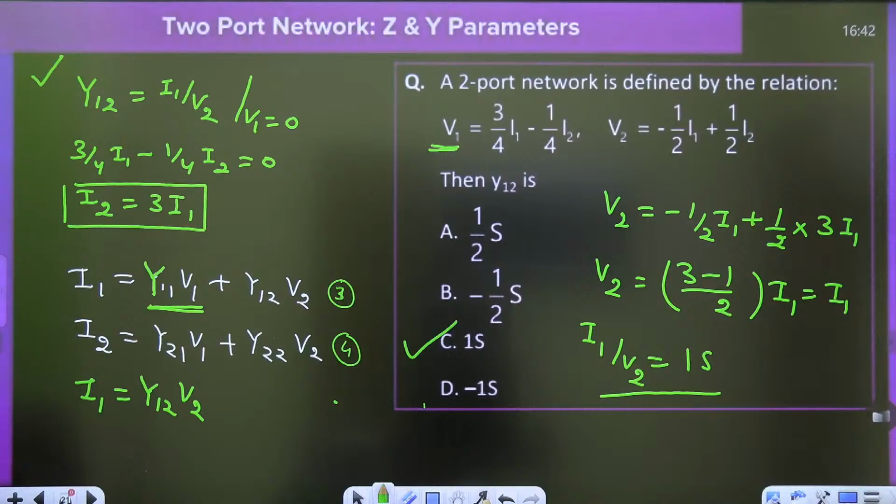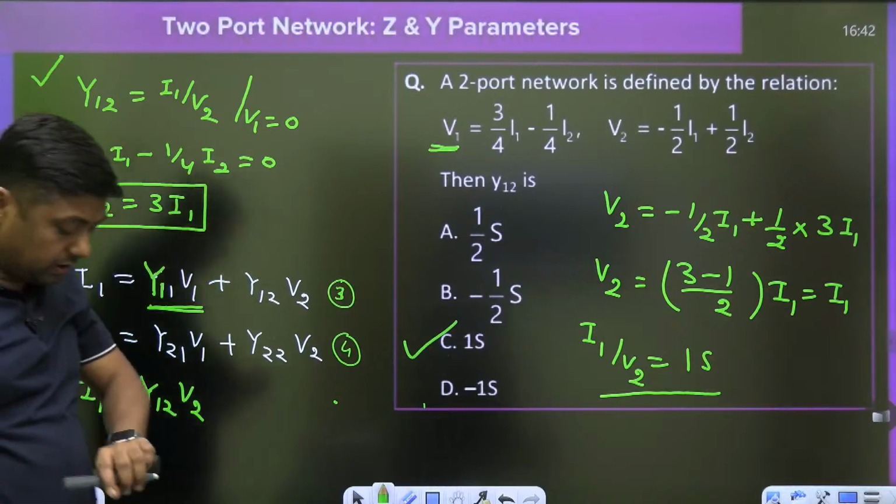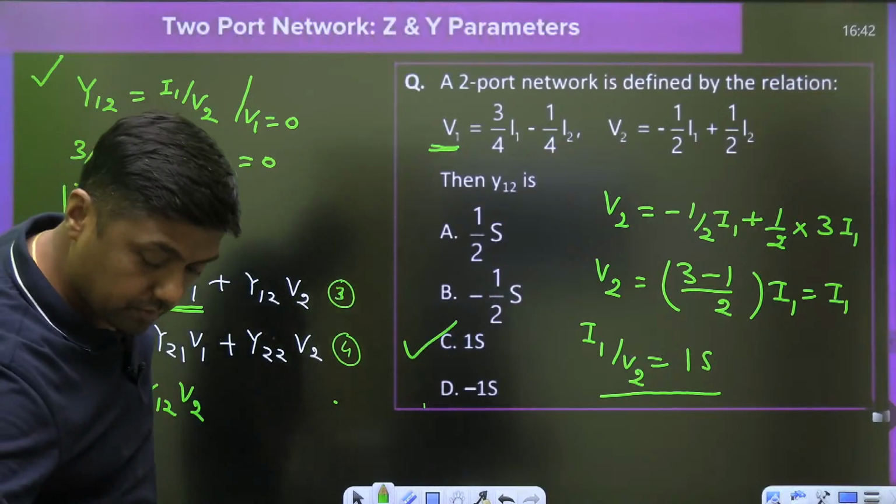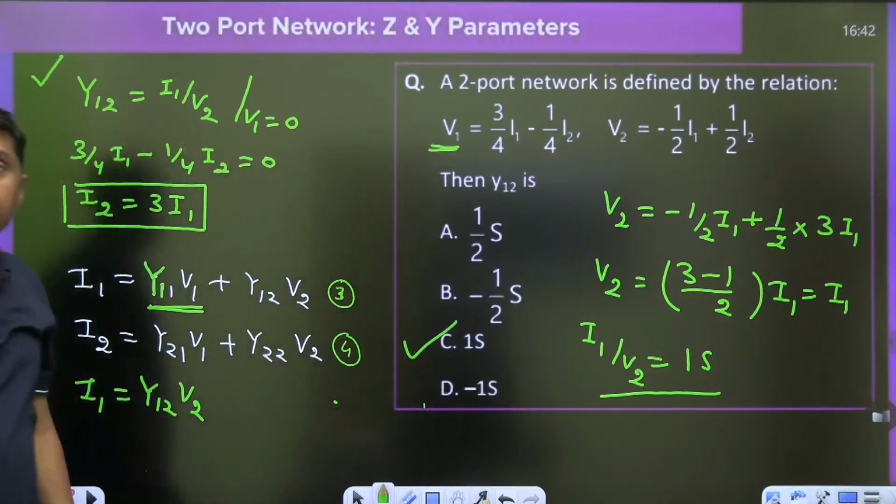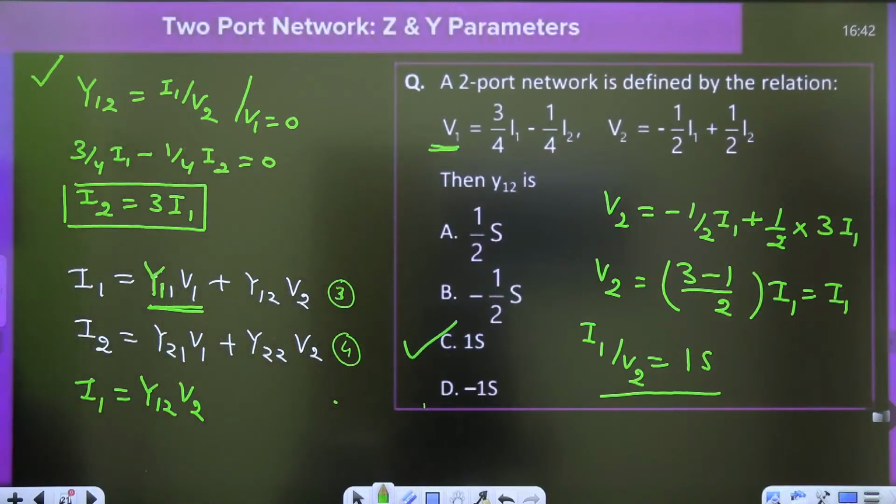Okay. Suppose y11 is required. So what is y11? y11 is I1 upon V1 with V2 is equal to 0. Right? With V2 is equal to 0. Clear a point? तो ऐसा हम लोग बना सकते हैं, ये आप आराम से इसको देख सकते हो, y1 is equal to and so on. तो y12 and v2 ये आप इस तरीके से इसको सॉल्व कर लो. Okay? I think it is clear.